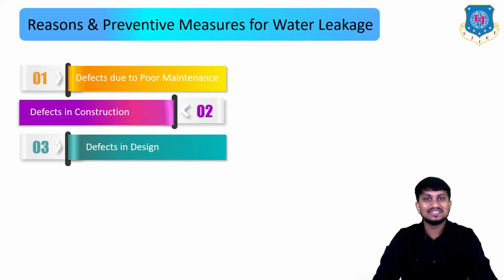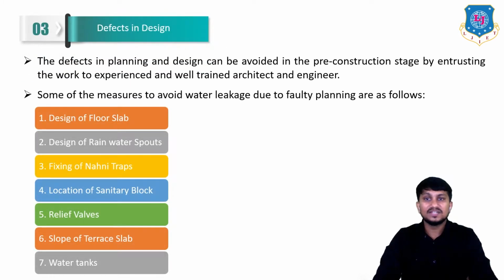Third, defects in design. The defects in planning and design can be avoided in the pre-construction stage by entrusting the work to experienced and well-trained architect and engineer. If you provide your planning work to a well-experienced and well-trained architect, you can easily eliminate the chances of water leakage in future, because the design of the building is such a way that it does not store much water in a particular area. Some of the measures to avoid water leakage due to faulty planning are as follows.